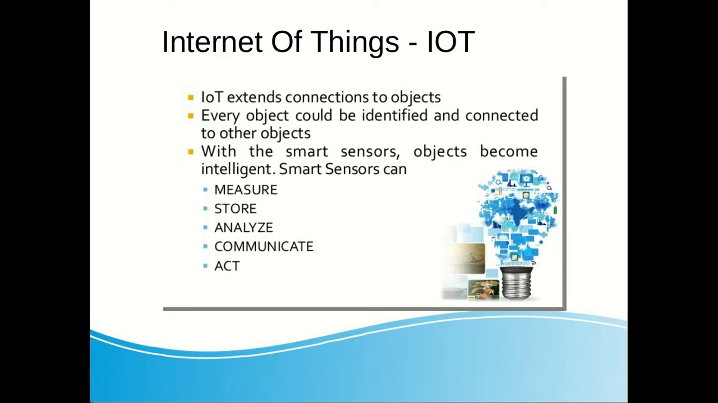Objects can be identified and connected to other objects. Internet of Things basically is devices that have sensors that are programmed to act in a certain way, connected together to achieve a certain result. By using sensors, objects become intelligent. A device can tell you if something is happening or something is wrong with it. Smart sensors can measure, store, analyze, communicate, and act on the data.